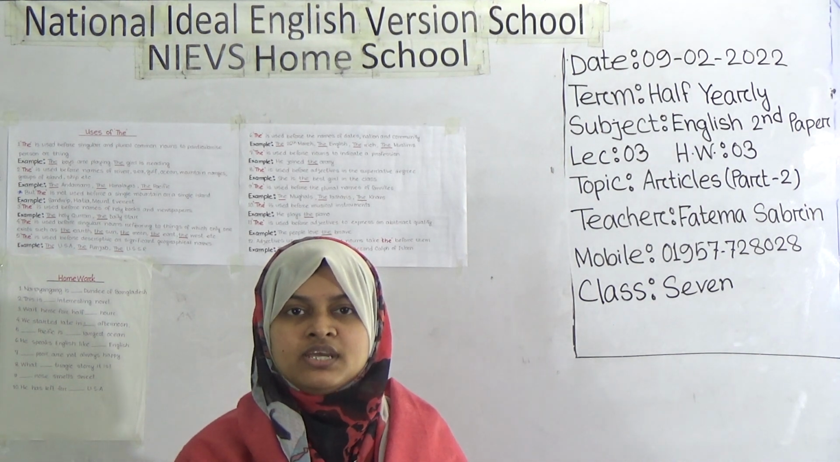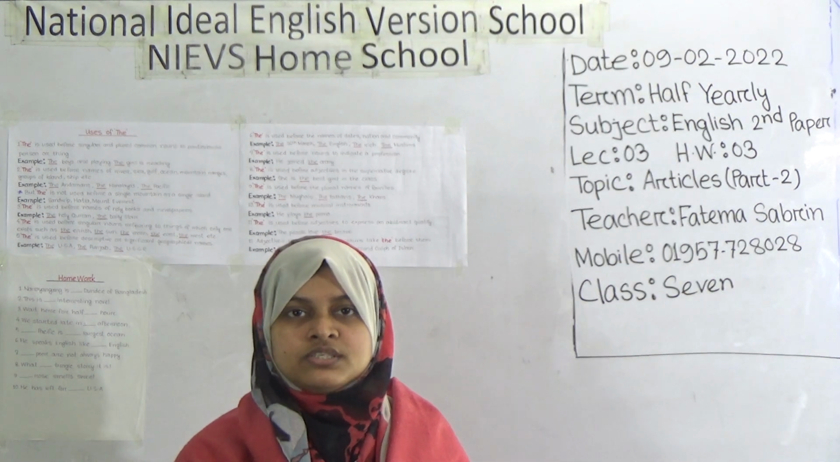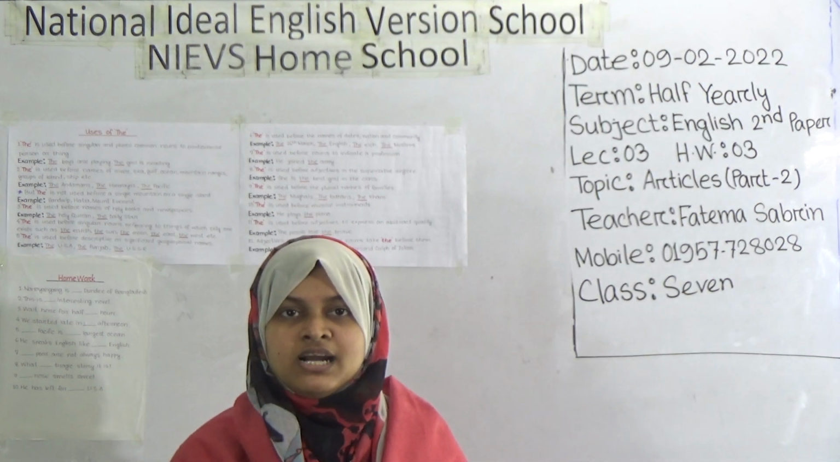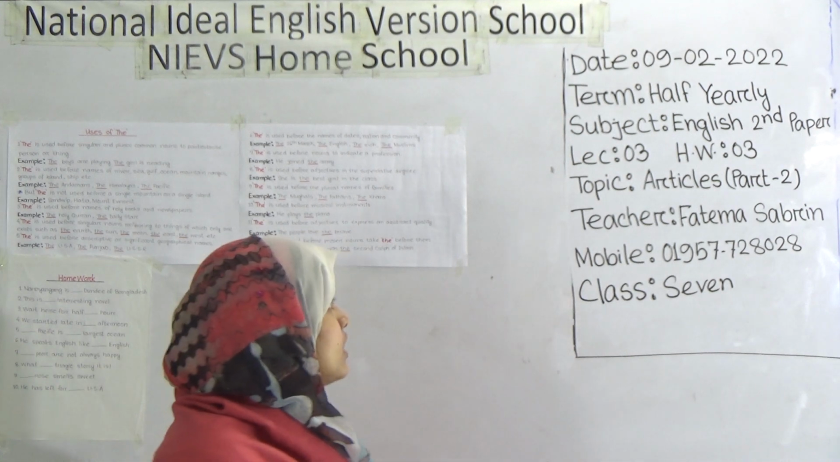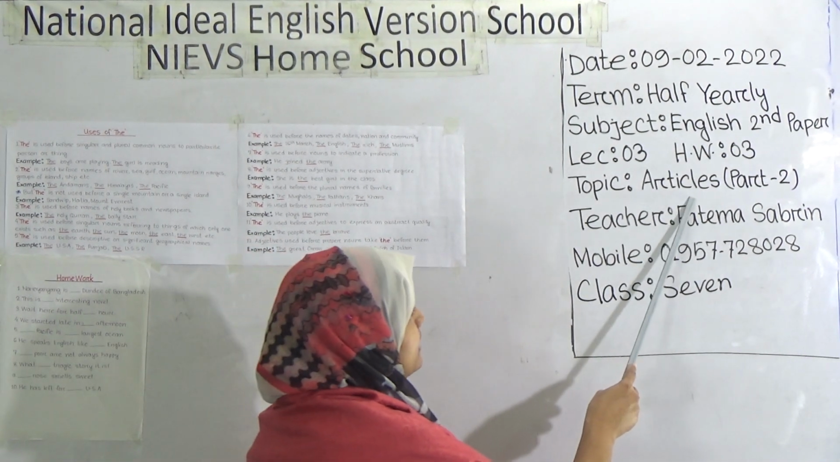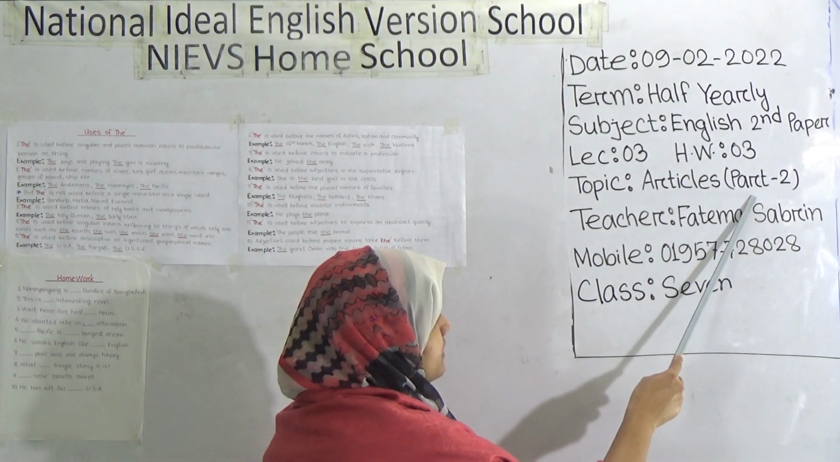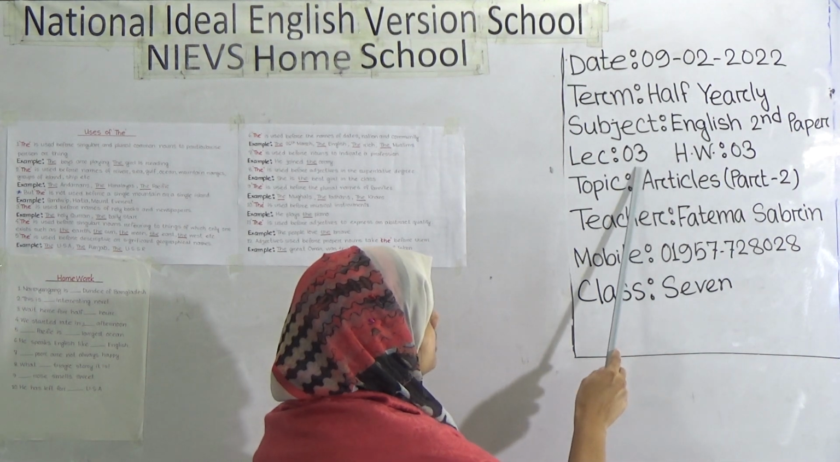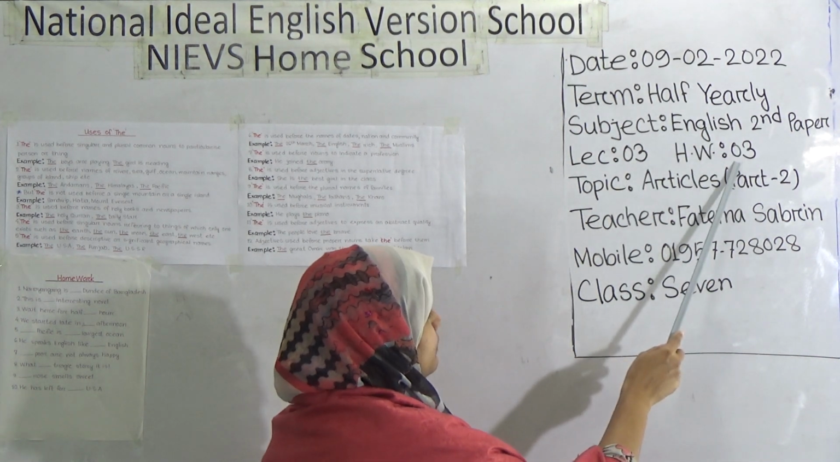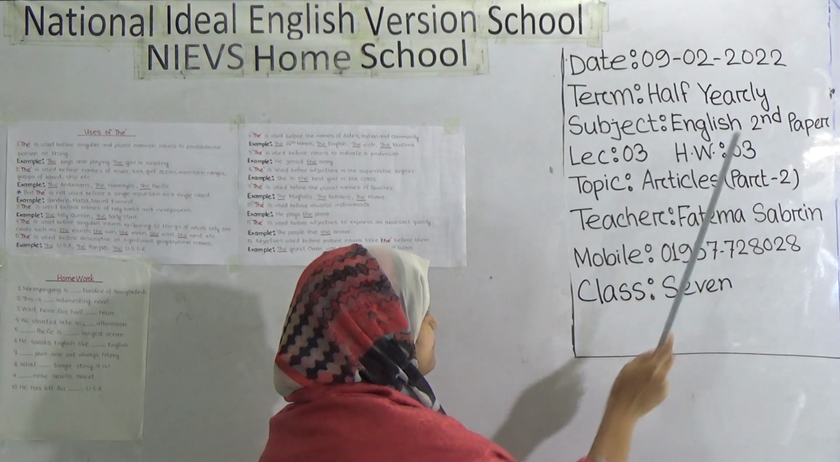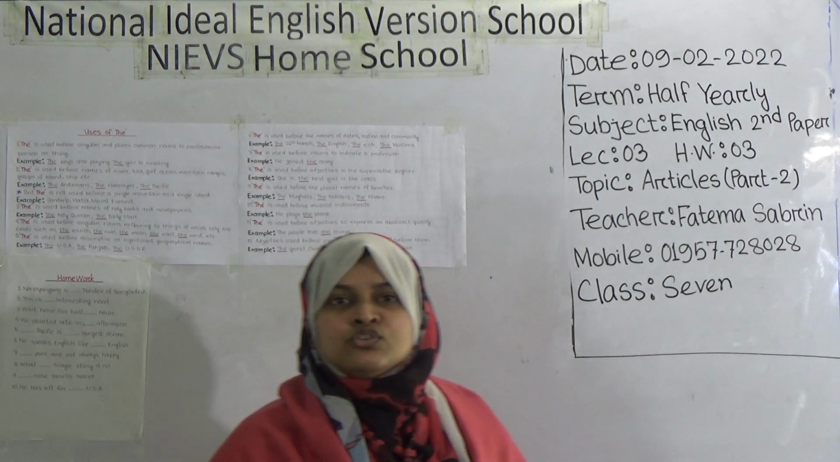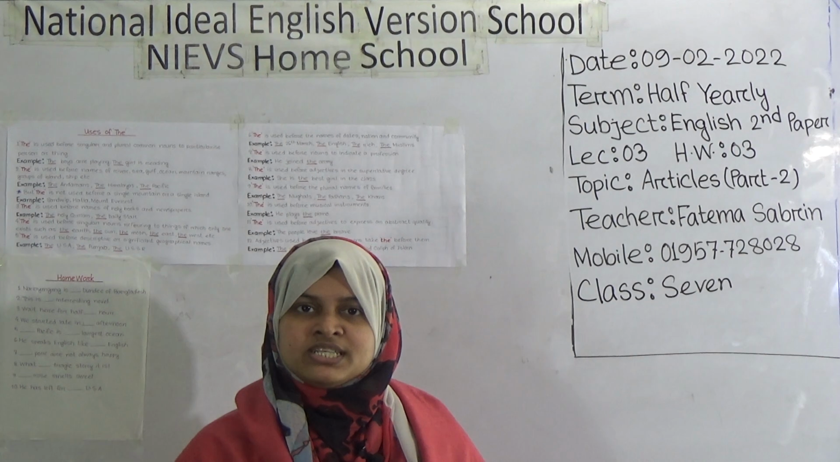Today I am going to take English second paper class for the students of class 7 on the topic articles. I am repeating, today our topic is articles and it would be second part. And students, this is lecture number 3, while the homework number will also be 3. Now students, please take your writing elements.